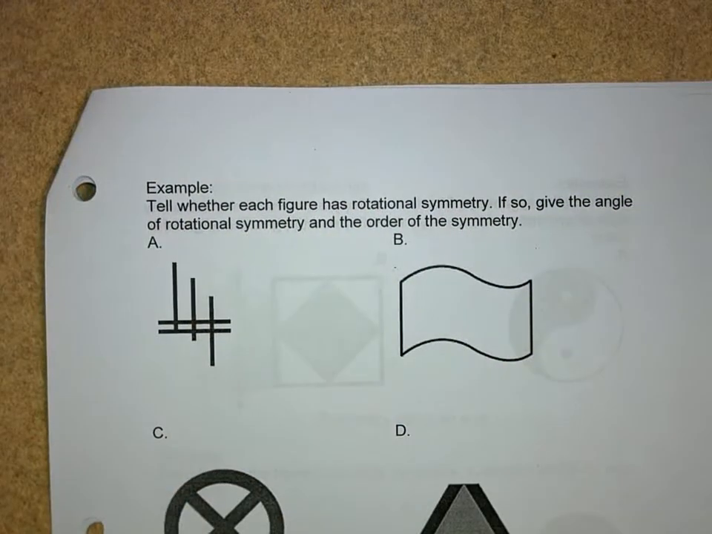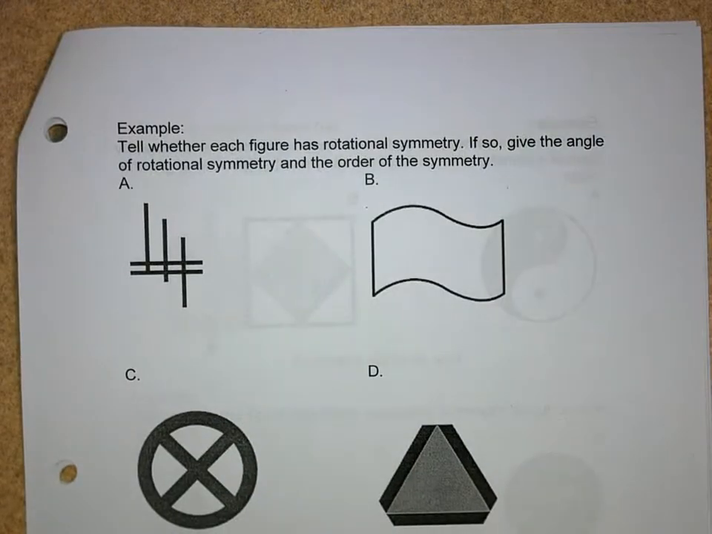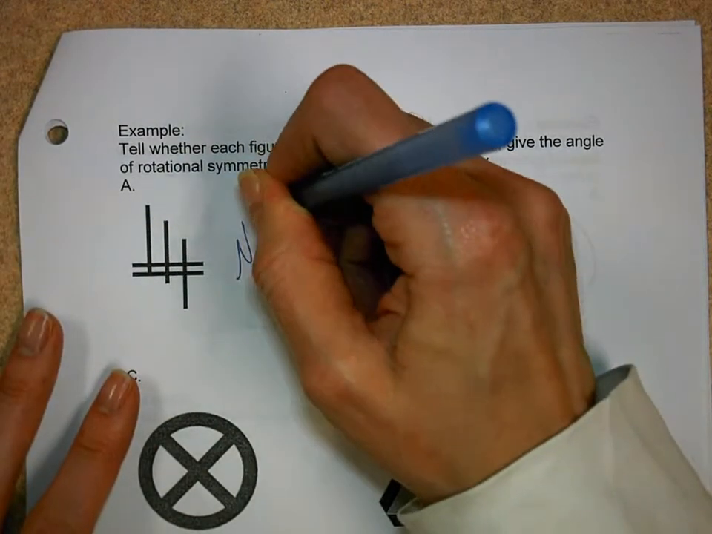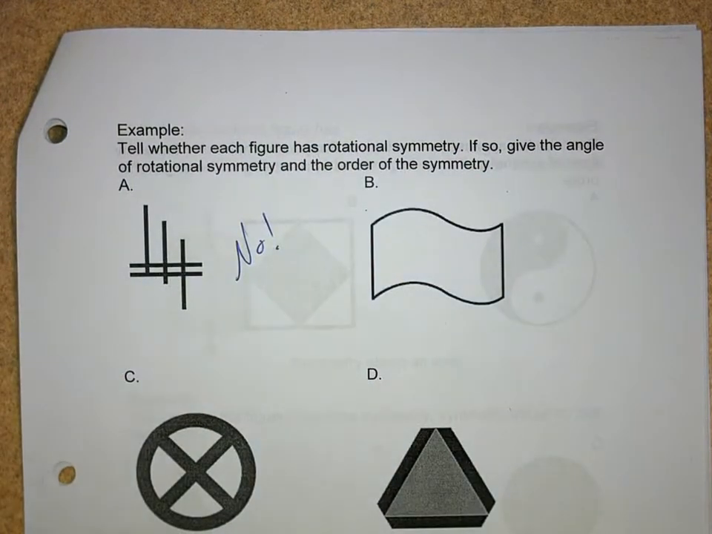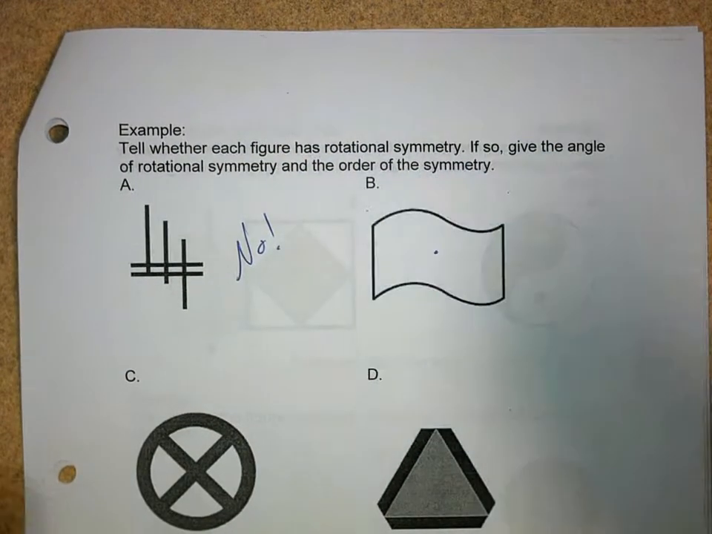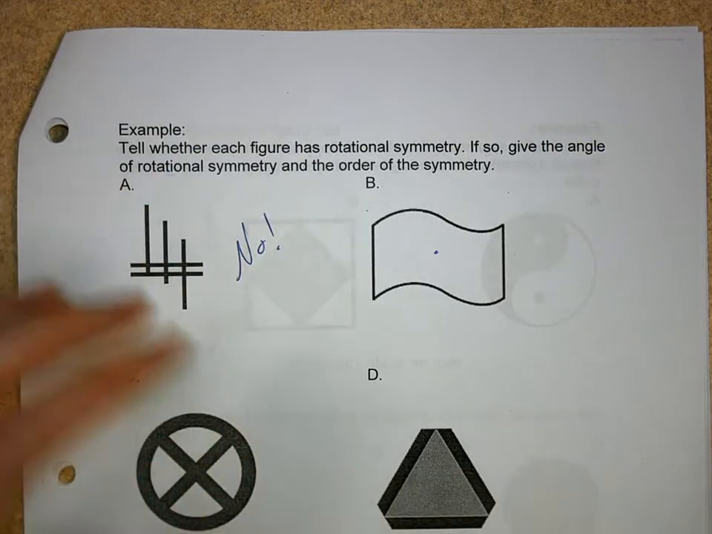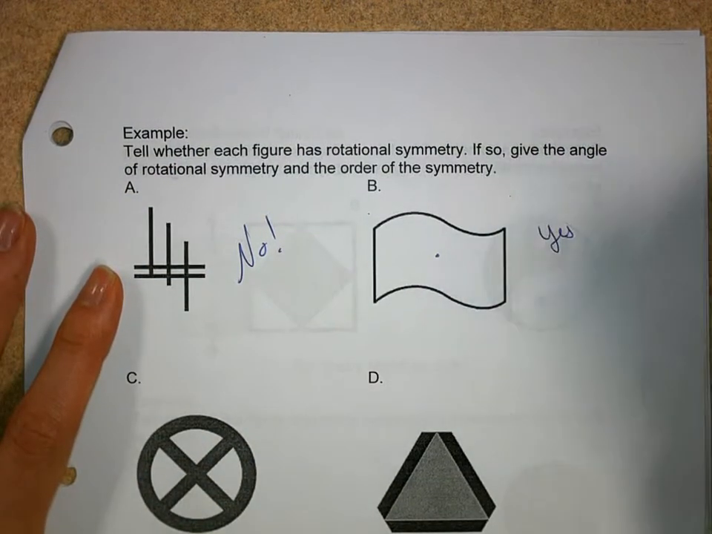It says, tell whether each figure has rotational symmetry. If so, give the angle of rotational symmetry and the order of symmetry. So when I look at this diagram, can I put a point somewhere in the middle and rotate it around? That's a resounding no. But can I rotate this one? If I put it in the middle, can I rotate this less than 360 degrees and land on itself? And the answer should be yes.